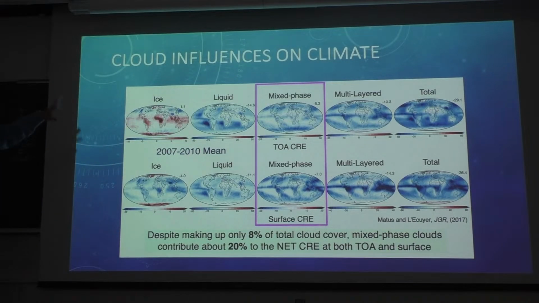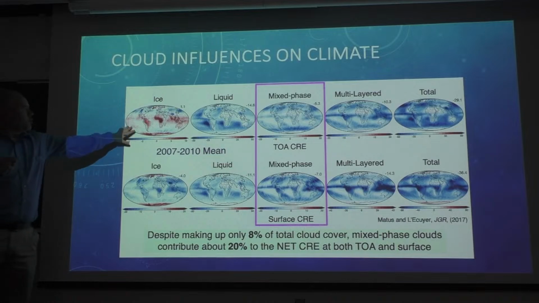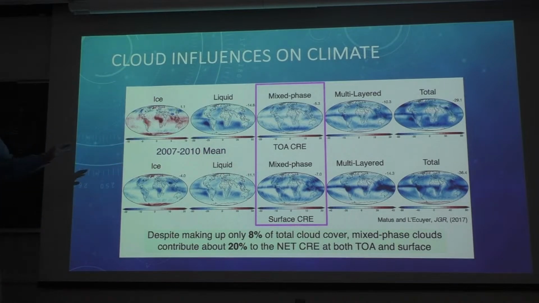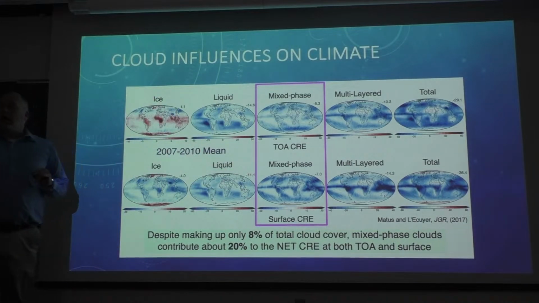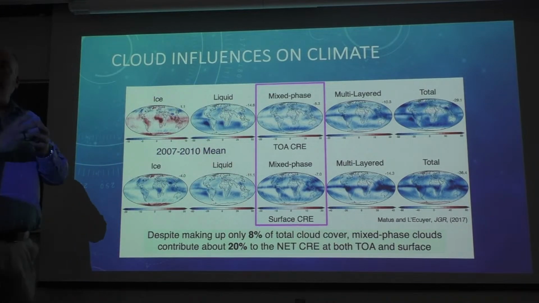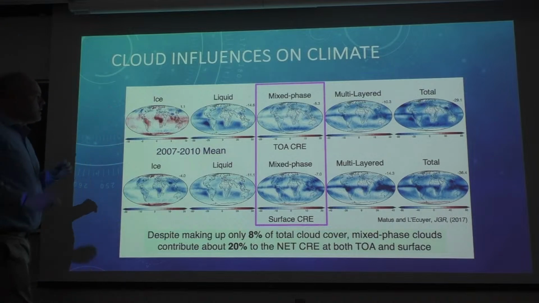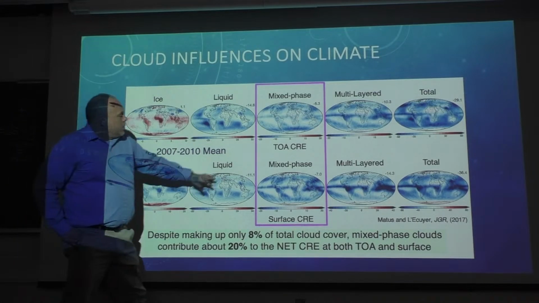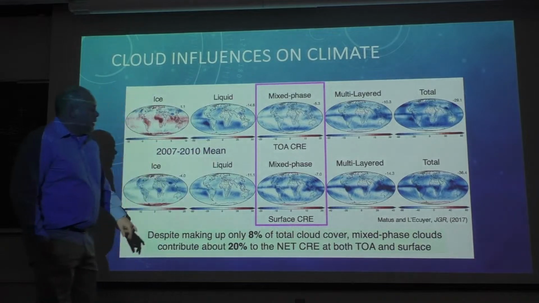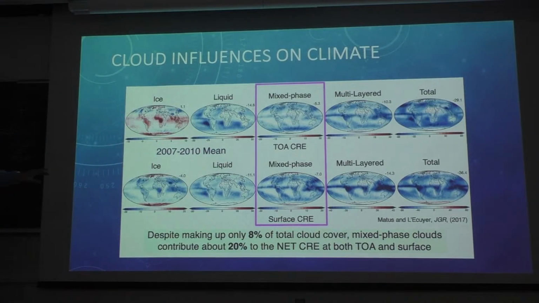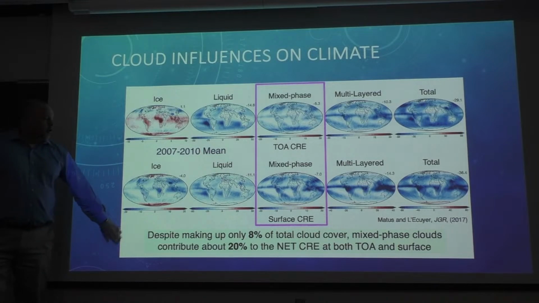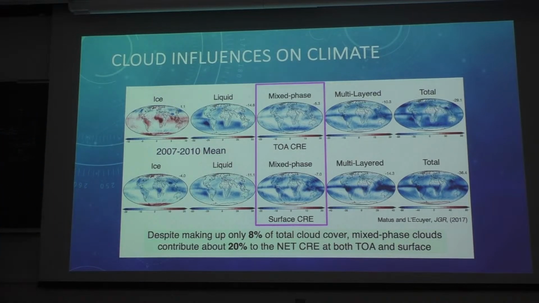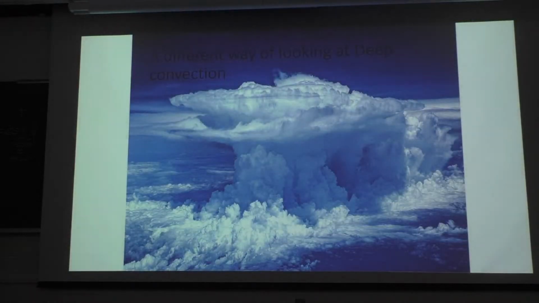Without going into any details, obviously you see some unique patterns. You see ice clouds warming, and liquid clouds tend to be cooling. But the interesting thing, and what was really novel about this work, is that because we had the radar and the LiDAR, we were able to determine these mixed phase clouds, clouds that had a combination of liquid and ice, for the first time, and we were able to diagnose their impact on the climate. We found it was actually quite large. Even though they only make up about 8% of cloud cover, mixed phase clouds actually contributed 20% of the net cloud radiative forcing at both the top of the atmosphere and the surface. So that was an interesting finding.